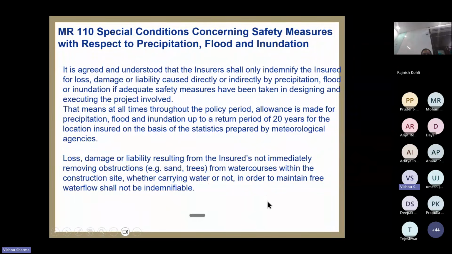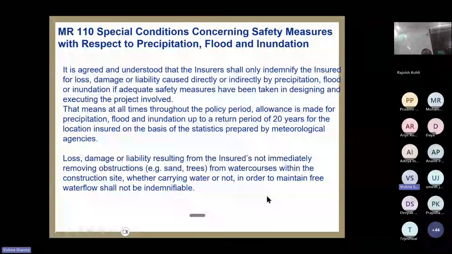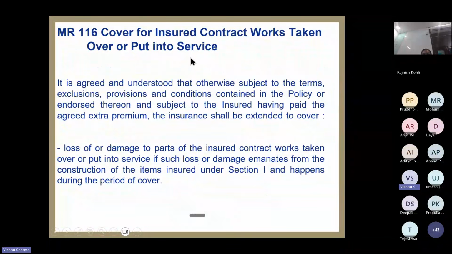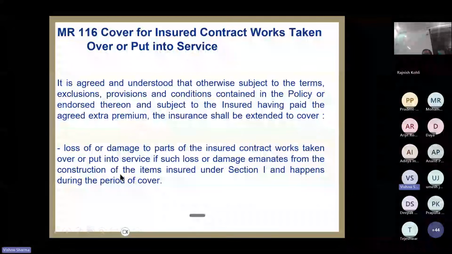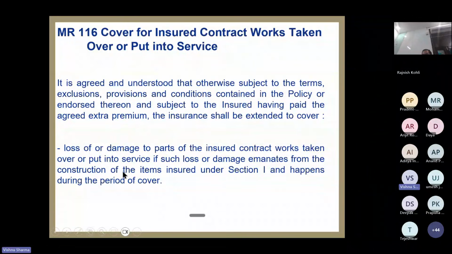Here 116 hai. This is regarding contract works put into use. So those which are completed, part of the work which is completed, it goes out of the purview of your project policy. So in order to bring this into the policy, keep this into the policy, put to use add-on cover is given. Understand? So loss or damage to the contract works taken over or put into service, usko bhi cover karna hai, because the principal has not accepted the part liability.